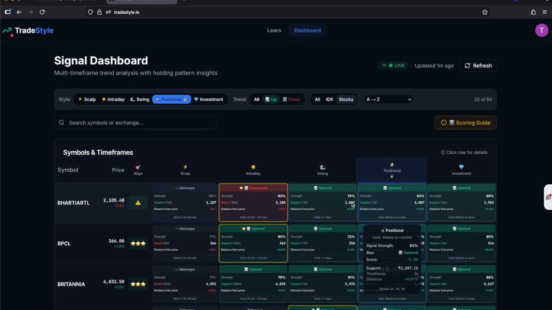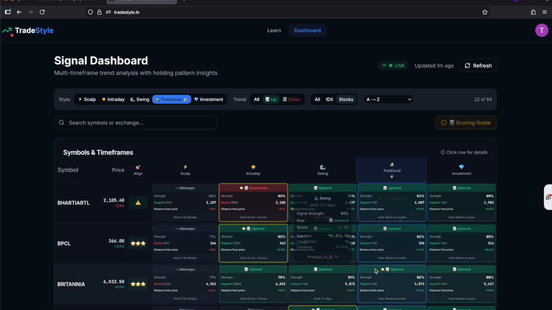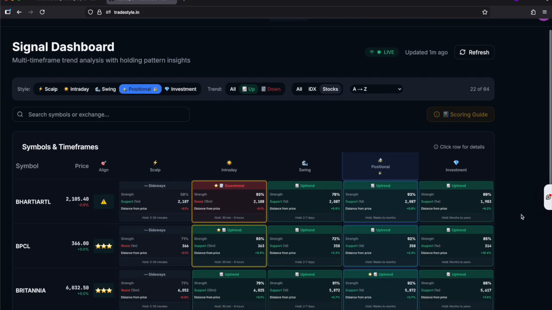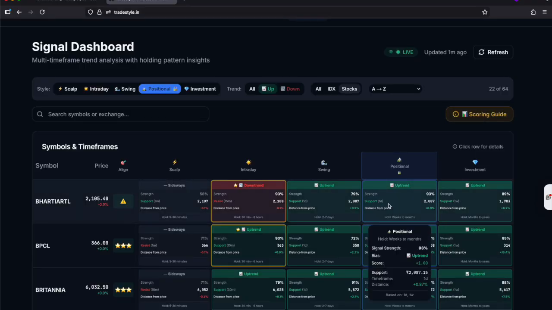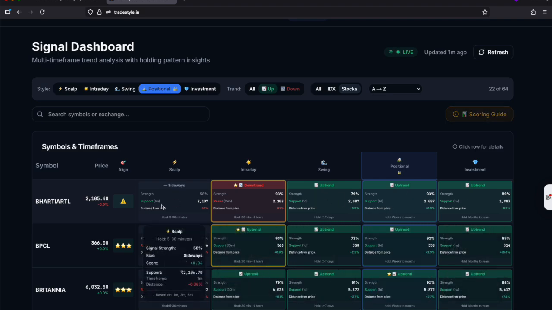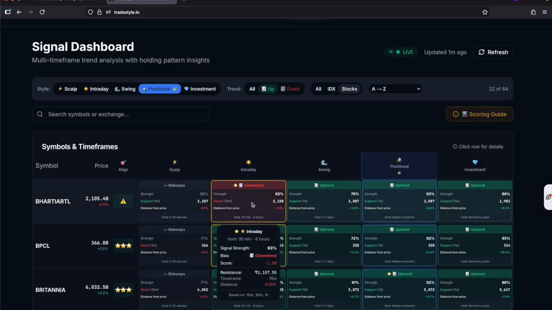Now here you can see that it is doing all sorts of calculations for you and giving you very nice information about different things that you need to consider. When you do a mouse over, you can understand what's happening. For example, here, sideways for the scalper. If a scalper is looking at Bharti Airtel, it is sideways. Intraday, it is downtrend, because there is a resistance over here at 2108.